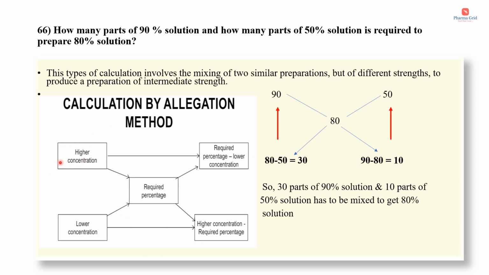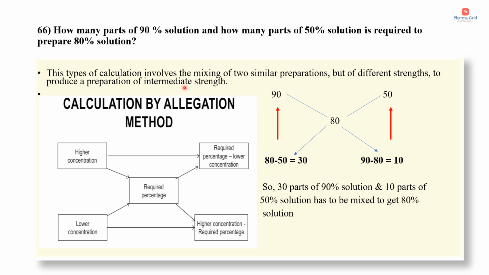First, we will write the higher concentration. Then we will write the lower concentration here. And here we will write the required percentage. See the arrow. Required percentage minus lower concentration, and here, higher concentration minus the required percentage. So this is the method by which we are doing the alligation type of calculations.